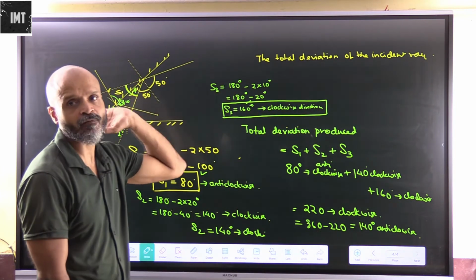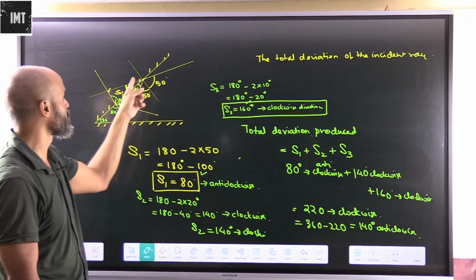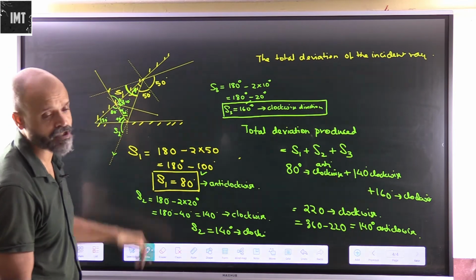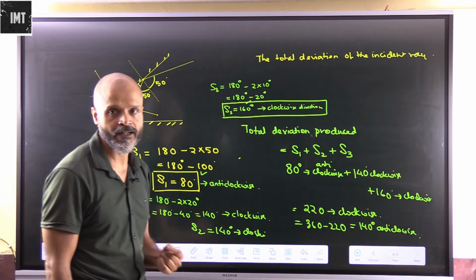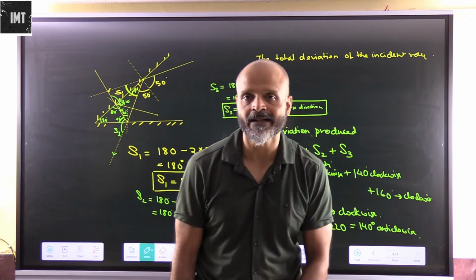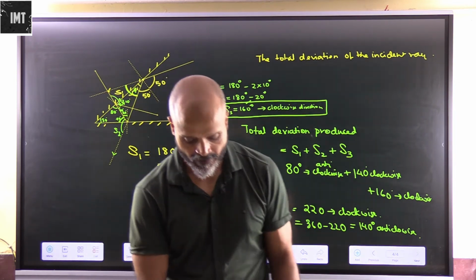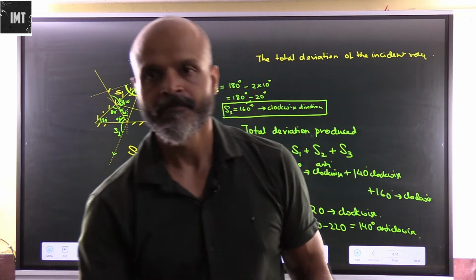So we basically have to consider all the factors: how is the incident ray coming in, and from which surfaces is it getting reflected, in order to calculate the exact deviation produced. Okay, we'll consider more examples for this.